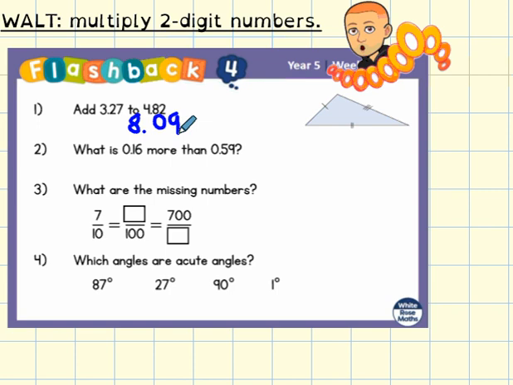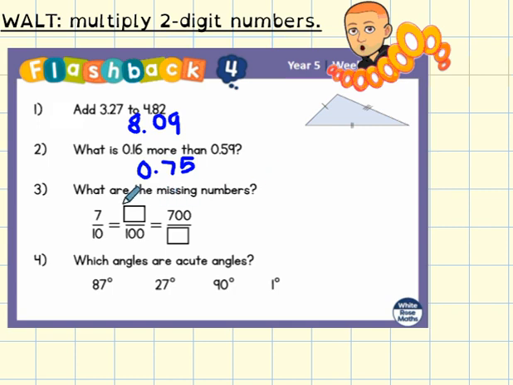Question 2, what is 0.16 more than 0.59? So what are 16 hundredths, which is what this decimal written as a fraction would be, what are 16 hundredths more than 59 hundredths? When I add those two together, I end up with 0.75. Which is actually how we write fraction 3/4 as a decimal.